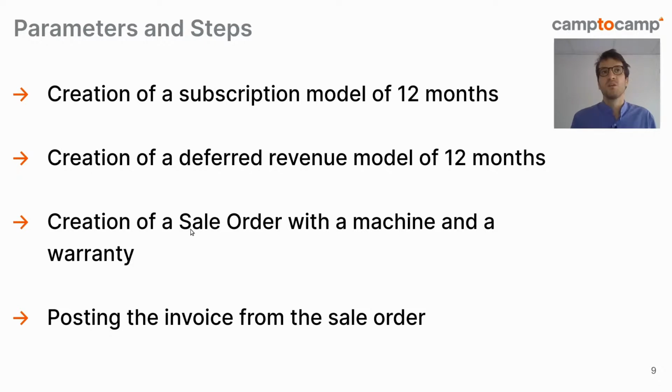So how do we do this? First, we have to create a subscription model of 12 months. Then we create a deferred revenue model of 12 months. And when this is configured, we enter a classic sale. So we sell a machine with a warranty, and then we post the invoice. We create an invoice from the sale order and we post it in the accounting.